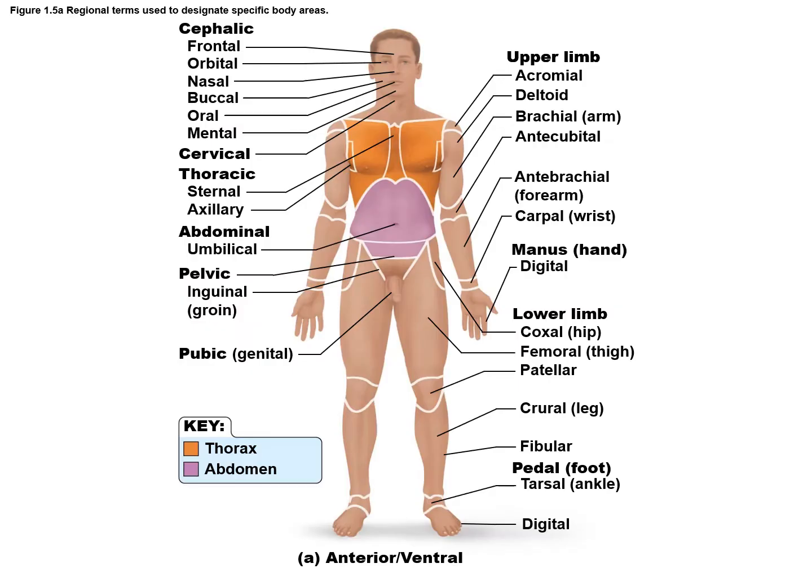We're going to go over a lot of this in lab, but I will go over some of these with you. So you have the cephalic region, which is your head, your cervical region, which is your neck, thoracic region, which is your chest, abdominal region, which is kind of your stomach region, your pelvic region, which is where your pelvis is right here, your inguinal region, which is your groin here.